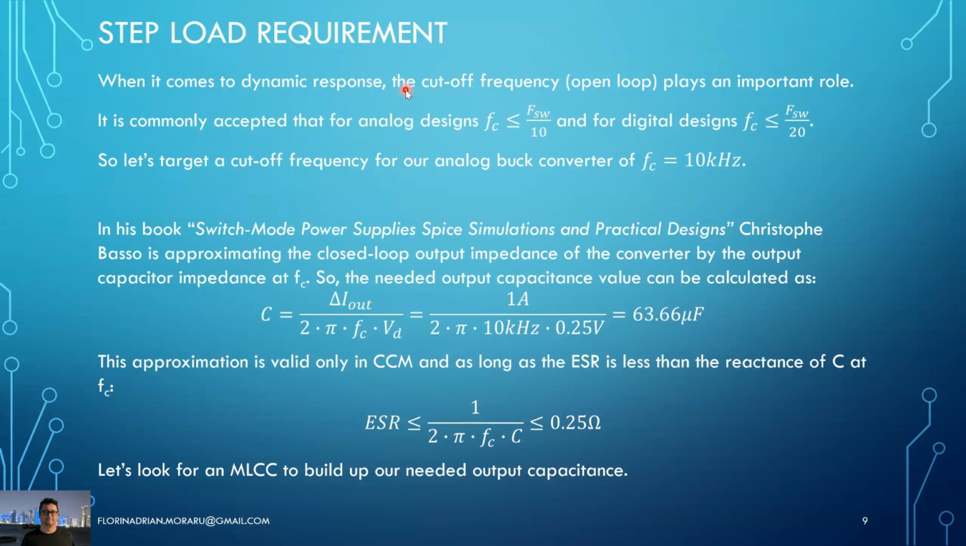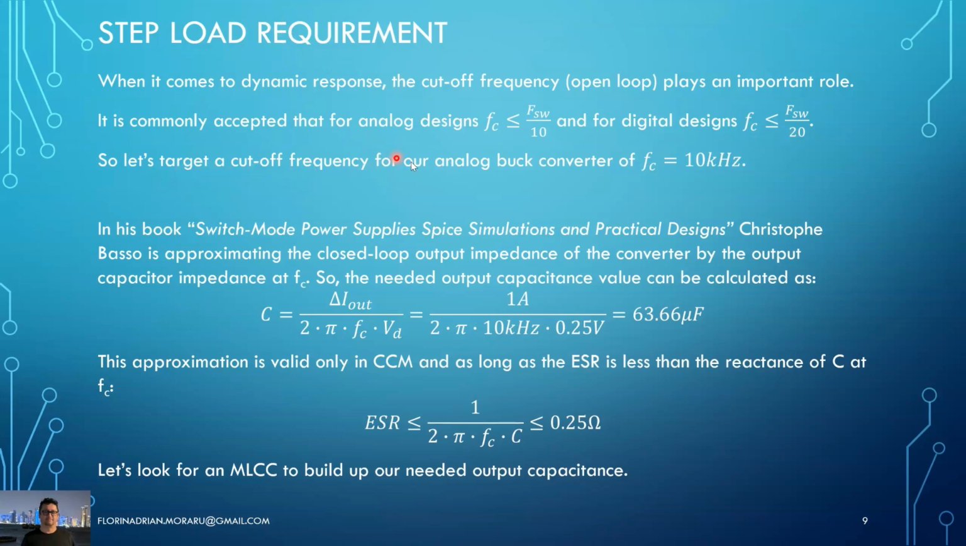Okay, then for the stepped load requirement, we need to consider also the cutoff frequency of the open loop. We know that there is a rule of thumb for analog designs: the cutoff frequency should be smaller or equal to switching frequency over 10, so one decade below. For digital designs it is even lower, maximum switching frequency over 20. The reason here is the phase erosion mechanism, but we will discuss this later on.